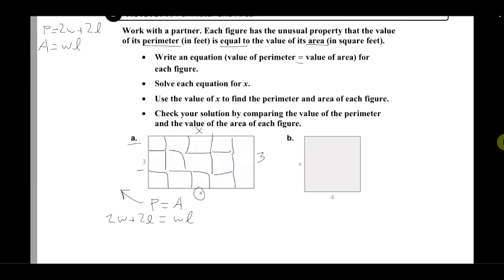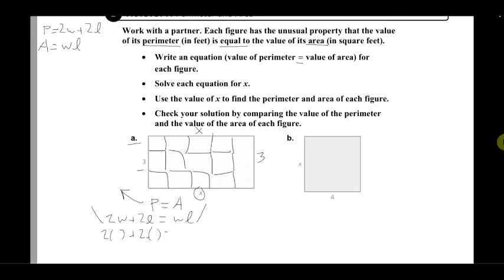We can go one step further. Every single one of these figures for activity A is going to start with this part right here. You could even just write that down with the P equals A, then the 2w plus 2l equals w times l. Now we fill in the relevant information. What is the width for this figure? So we can write down 2 parentheses, so we'll fill in the blanks later, plus 2 parentheses.